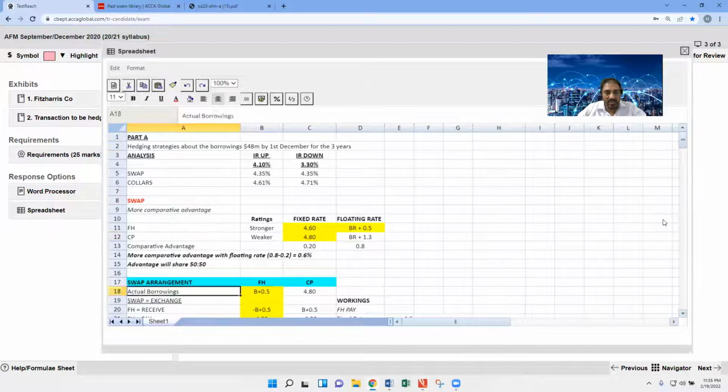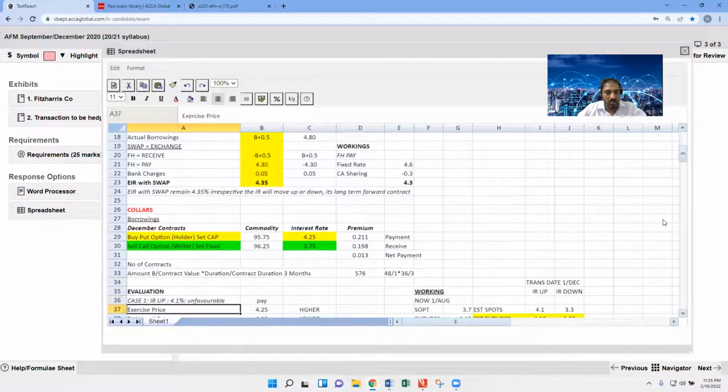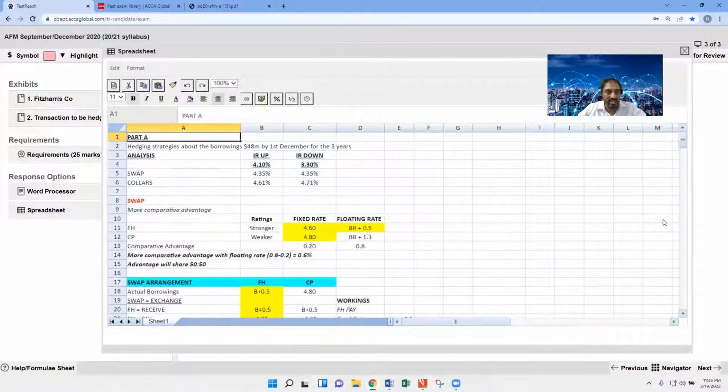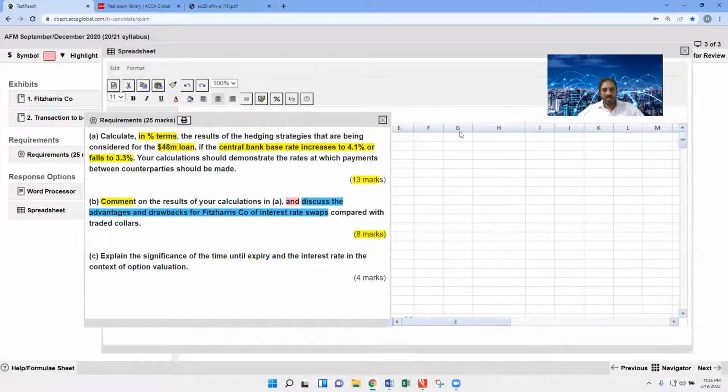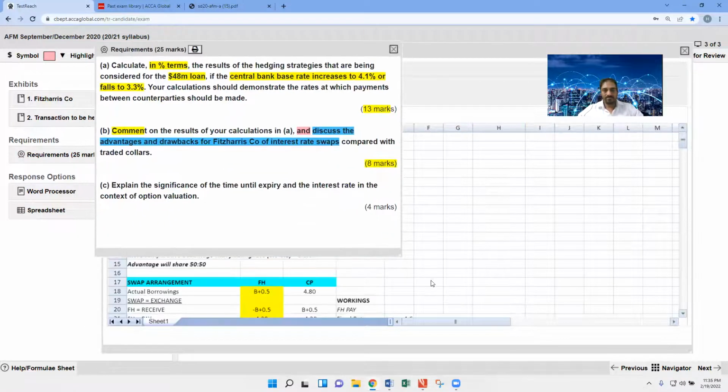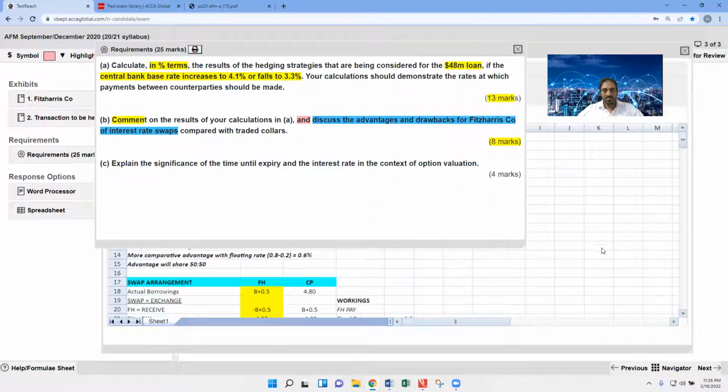Candidates, I hope it's very clear to you how to work out the collars and the swap. It's a good question with respect to the collars and the swap. Now, the point is: what is the requirement here? We have done the 13 marks.